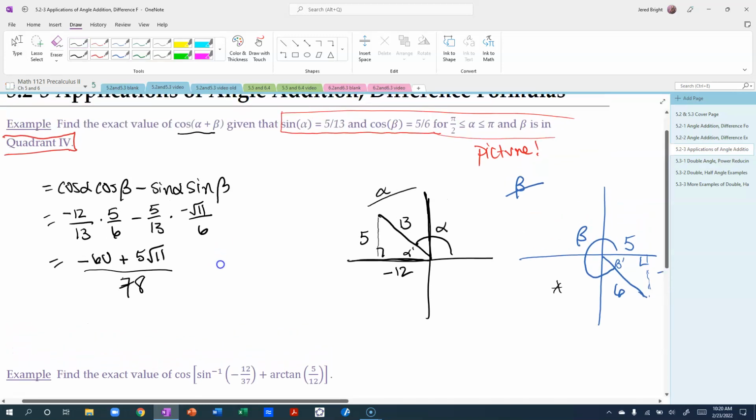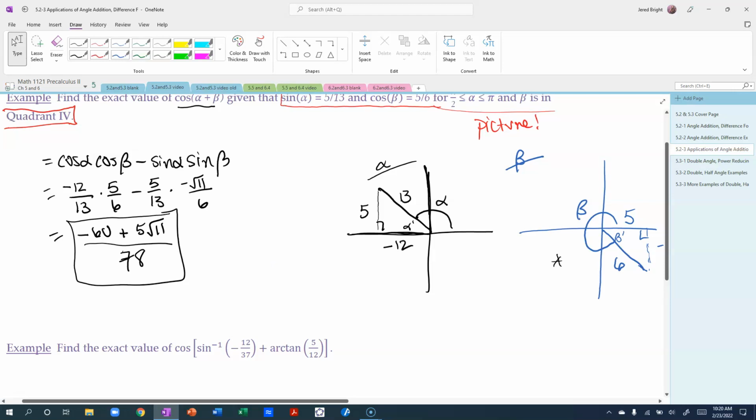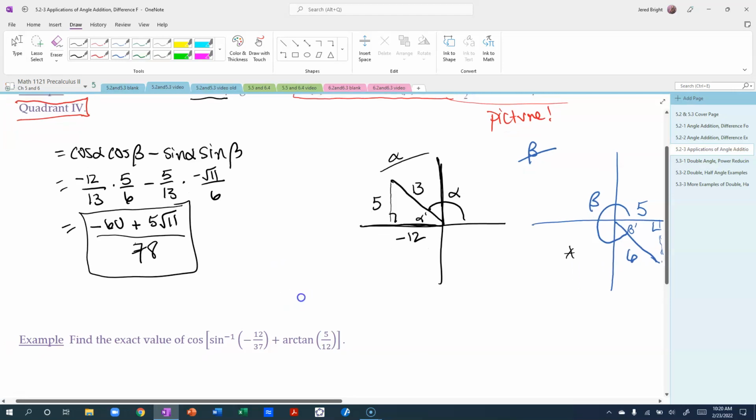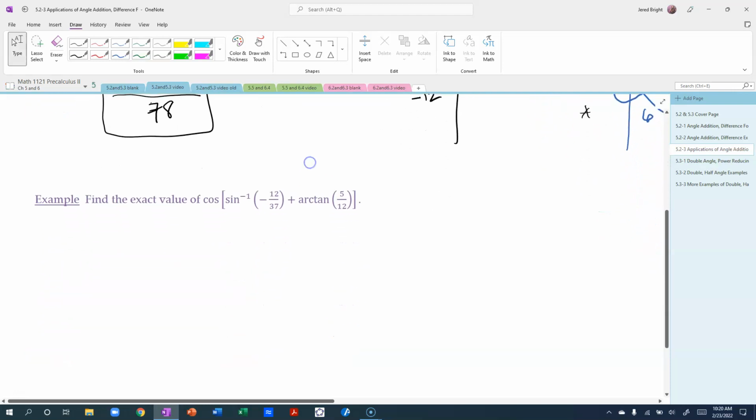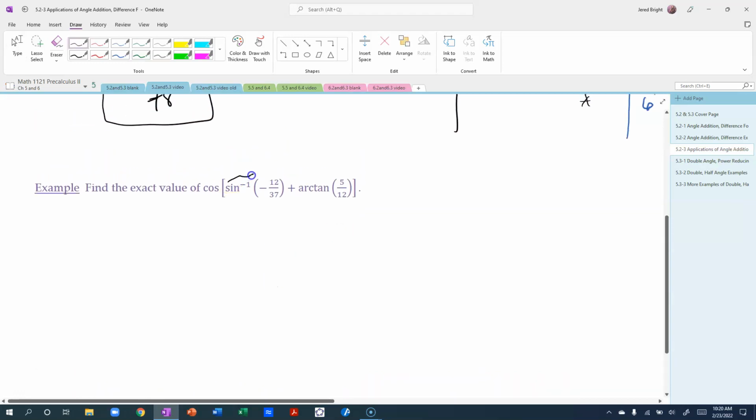So there we go. We have found the value of cosine of alpha plus beta using angle addition, and I put the other information into a diagram. I recommend doing it this route because it is more visual and you can see where things come into play. Next example, I'm going to do effectively the same thing. I'm going to call this angle my alpha angle, because inverse trig functions represent an angle. And this arctangent would be like my beta.